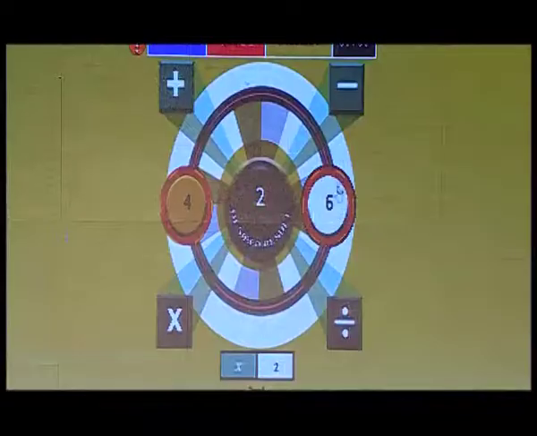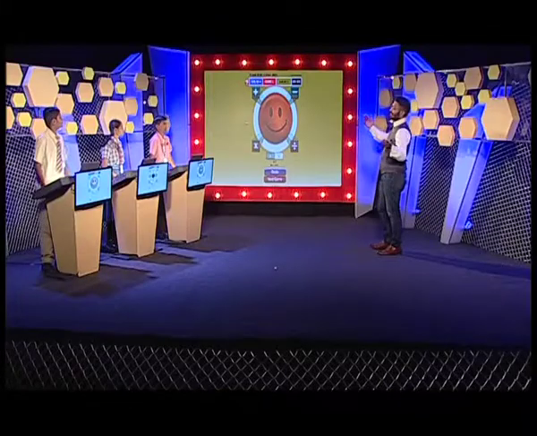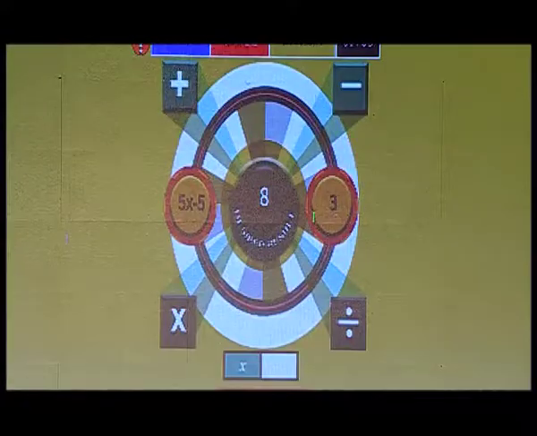X value is 2. Okay, x value being 2. Then 6 minus 4. Simple as that. You would have got the 2. We'll move on to the next game. Game number 2. Here it comes.